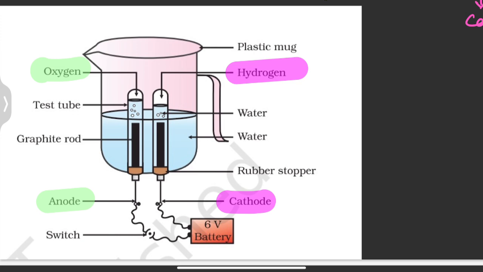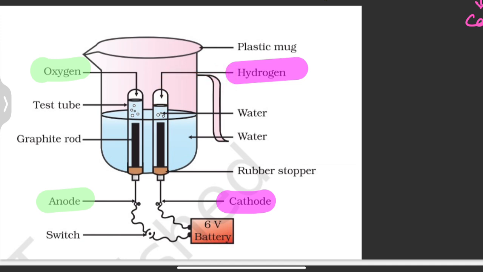So here the important thing you have to remember is this rod, this electrode is called as anode, and here this electrode is called as cathode. So when you pass electric current, you can see small bubbles will come out in both the test tubes. So bubbles will come out and gas gets collected in this region. So the gas which is getting collected in this test tube is oxygen, and the gas which is getting collected in this test tube is nothing but hydrogen.